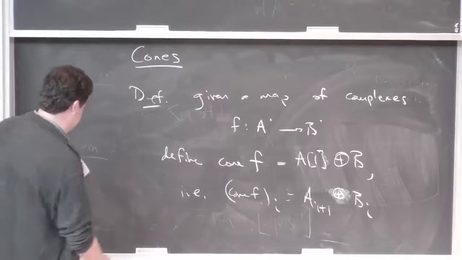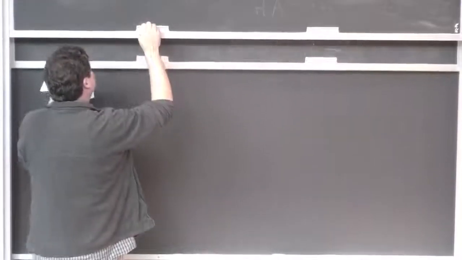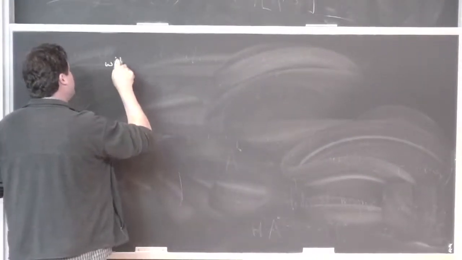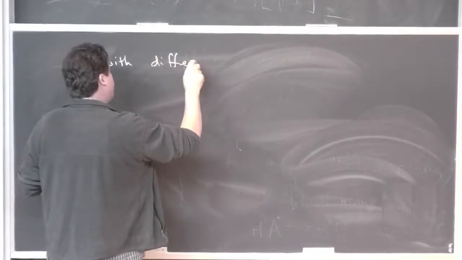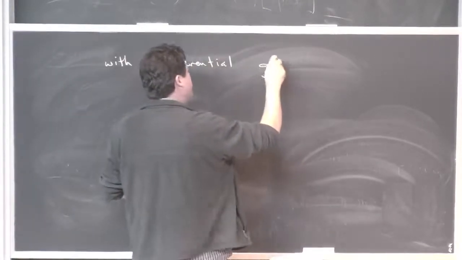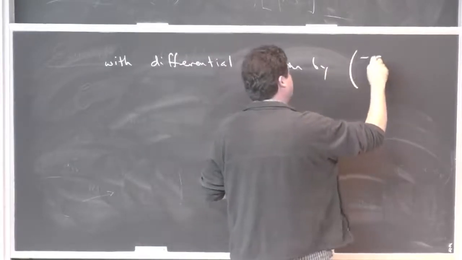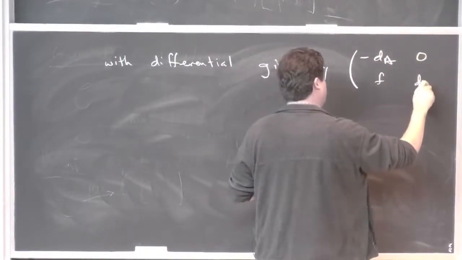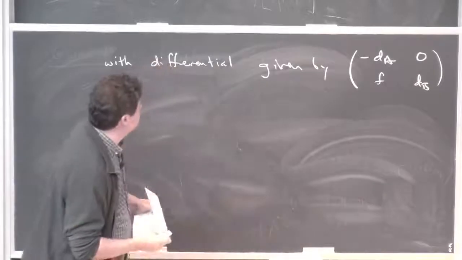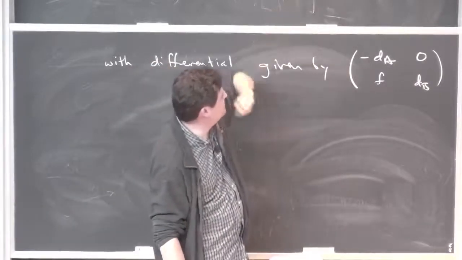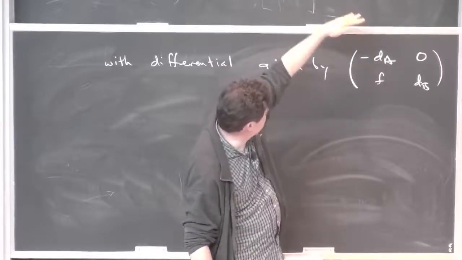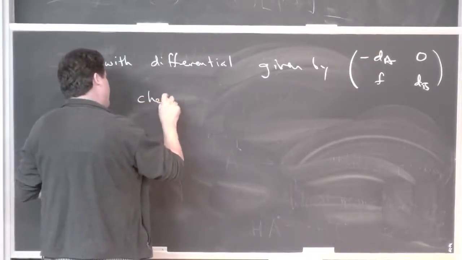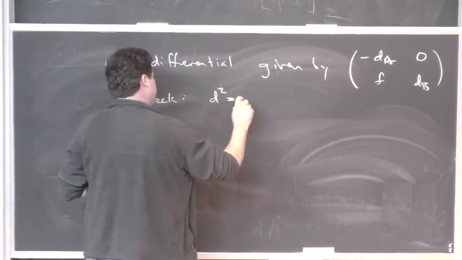And I still need to tell you what the differential is. With differential given by minus dA, F, 0, dB. Right, so this goes from A^(i+1) to A^(i+2). This goes from A^(i+1) to B^(i+1). You get the idea. So you can check that d squared is 0.